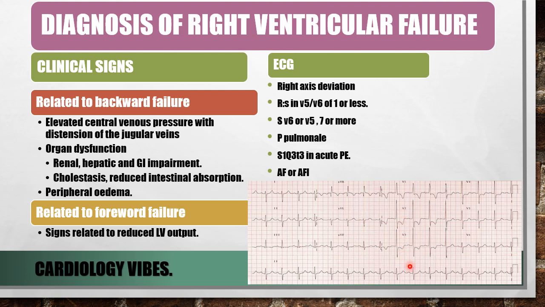And the classical signs of an S wave in V5 or V6 of more than 7 we can see here, and the R wave to S wave ratio in V5 or V6 of 1 or less. So we can see that the R is small and the S is deep. These are some of the ECG patterns that you can encounter in patients with right ventricular failure.